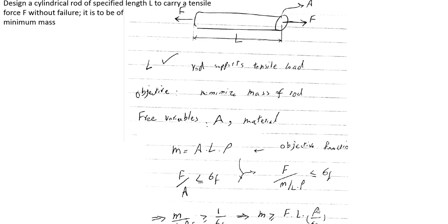So density over failure strength can be our material index, but because usually it's easier to talk about maximizing, we introduce our material index as the inverse of this relation. So here the material index is going to be failure strength divided by density, and our goal is to maximize it.